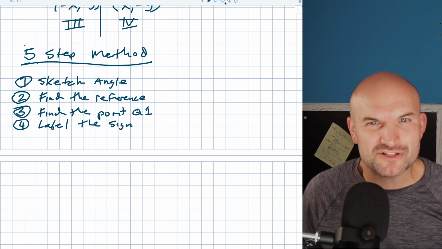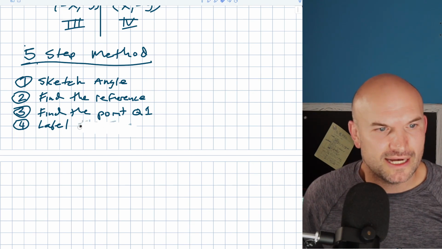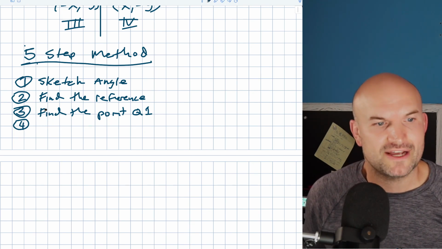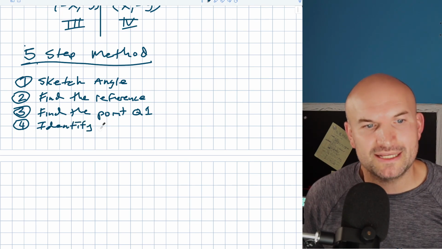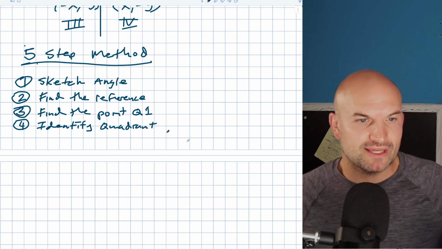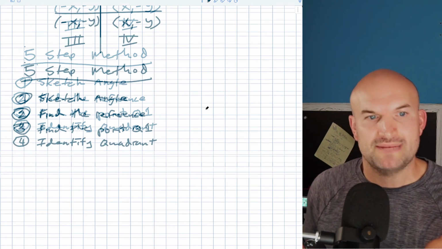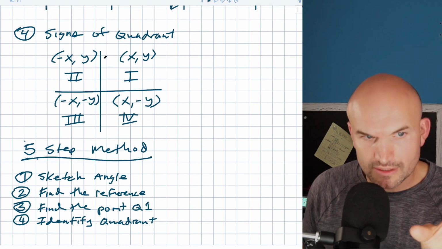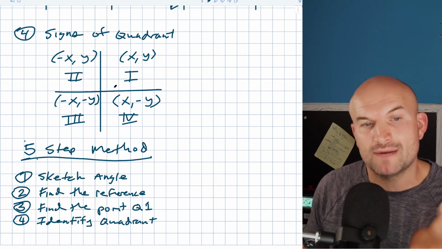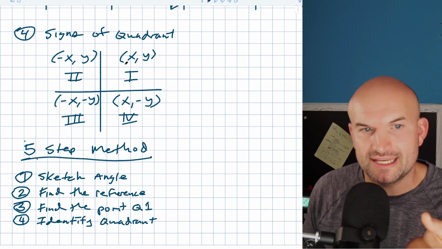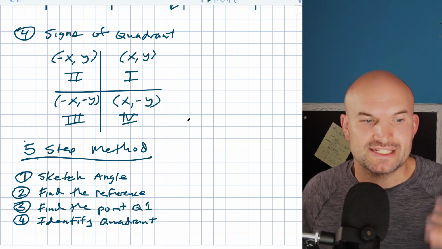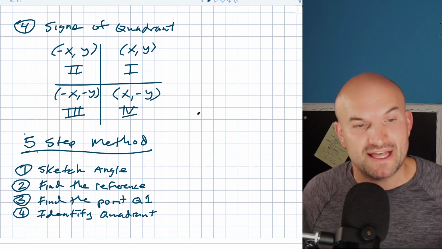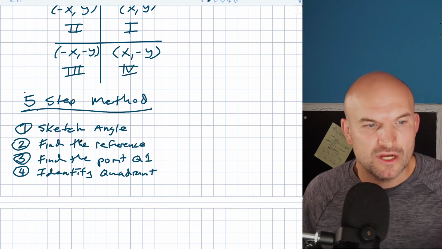And I'm not sure about "label the sign," but let's just say "identify quadrant." What I mean by identify the quadrant is we want to know what is going to be positive and what is going to be negative. Depending on where my angle is, is my point going to be positive or negative? Because that is going to tell us the sign of my value. And you'll see as this goes on where everything is going to be.